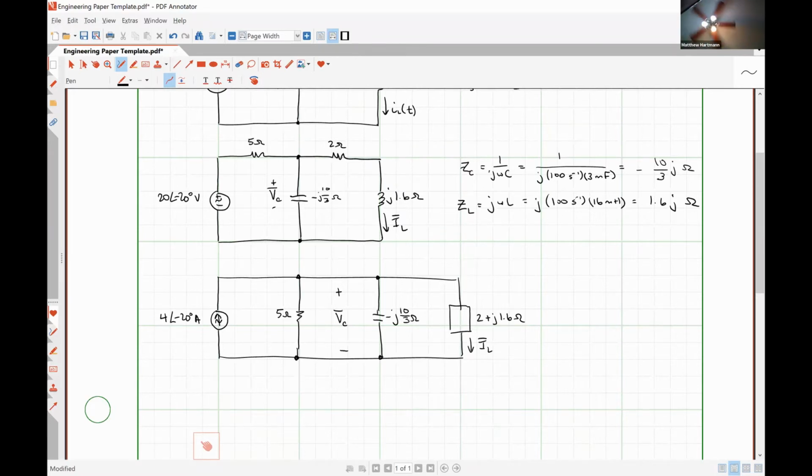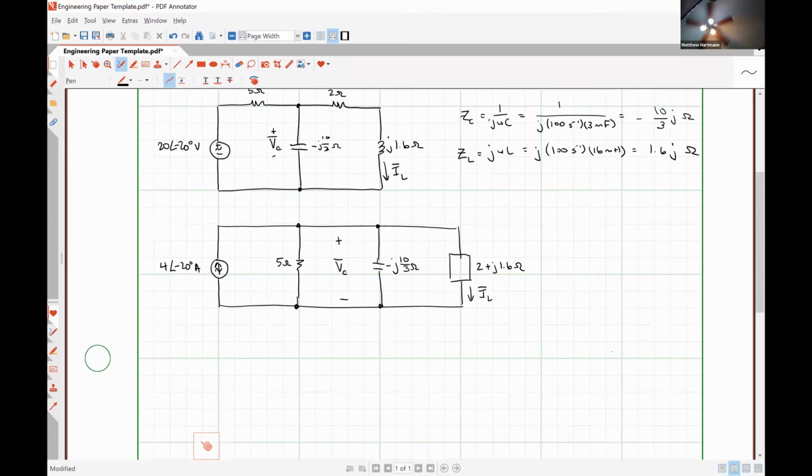We could alternatively do current division and solve for IL, and then we would know that IL times the impedance 2 plus J 1.6 ohms would be VC. So which route would you prefer? I feel like current division might be shorter. Okay. So applying the principle of current division, we could see that IL would be 4 angle negative 20 degrees amps.